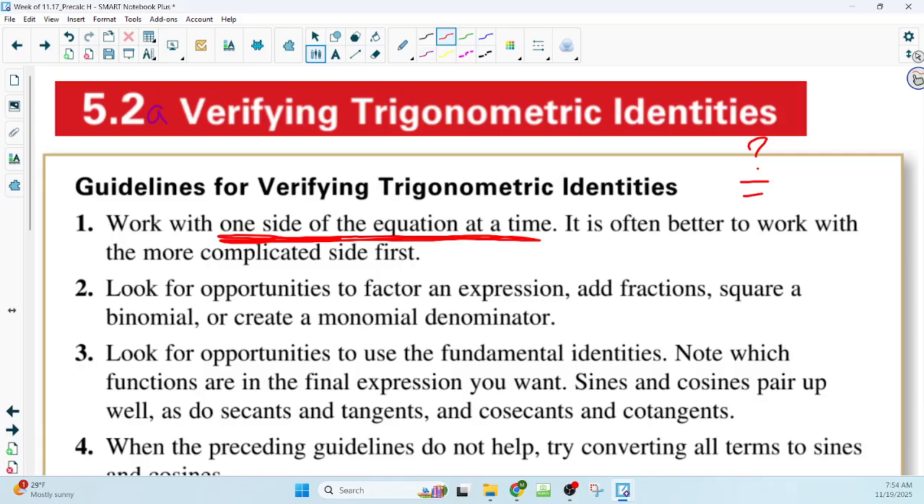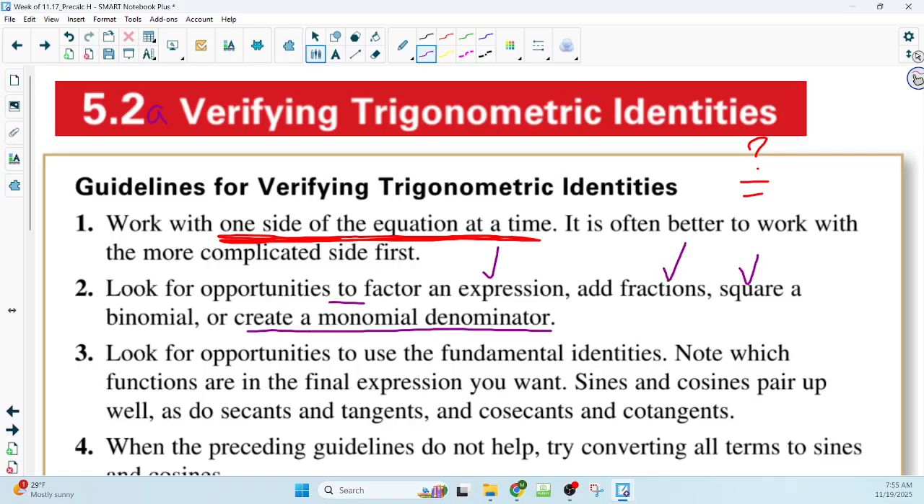It's often better to work with the more complicated side, try to make it less complicated. Because you notice that we had some crazy things that just boiled down to tangent of x, or crazy things that just boiled down to sine of x. And they're telling you what your goal is. So these are the things that we've kind of already talked about. Look, it's not new. Factor, add fractions, square something, or create a monomial denominator.